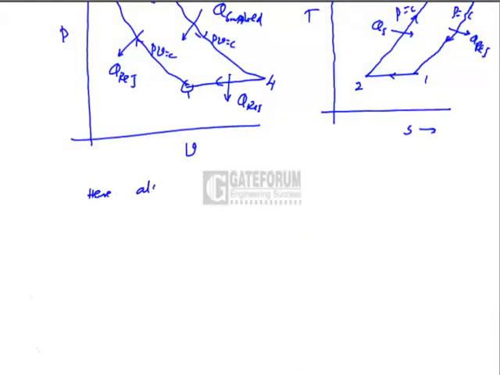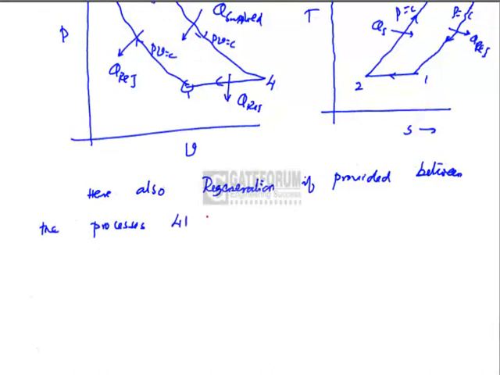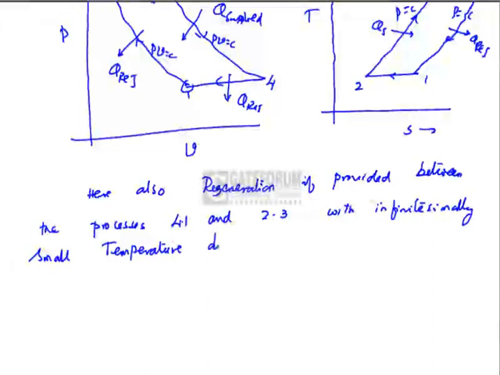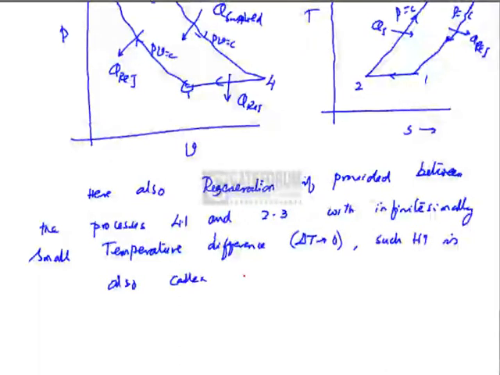Here also regeneration, if provided between the processes 4 to 1 and 2 to 3 with infinitesimally small temperature difference, that is delta T tends to 0, such heat transfer is also called reversible heat transfer with no generation of entropy in the universe.